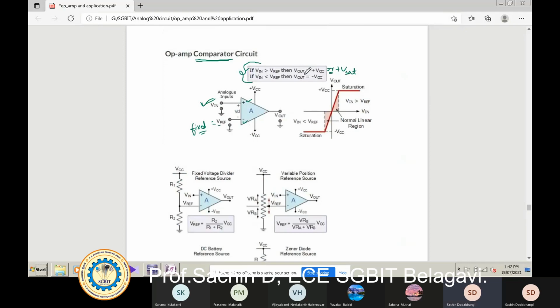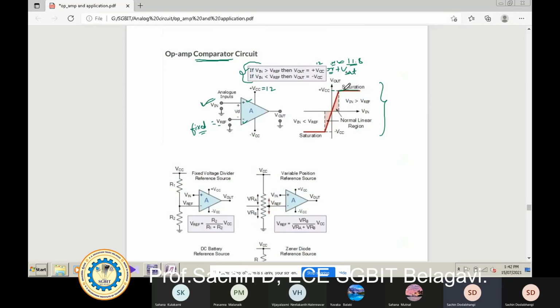Both are the same. Suppose I supply VCC equal to 12 volt, I will get output as 12 volt or nearly equal to V saturation, that is 11.8, something like that. So VCC and V saturation are both the same. Here in the diagram you can see it is plus saturation, plus VCC.